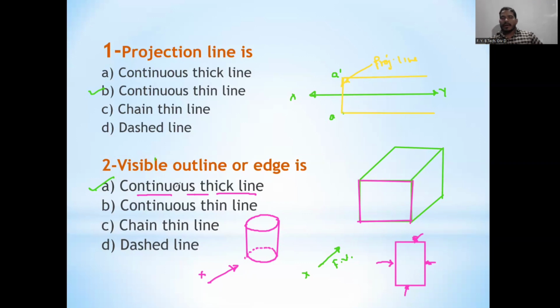In short, how we can summarize: whatever visible outlines or edges are shown using the continuous thick line. So that's why option A will be correct. So that's it about this second one. We'll see the next one now.